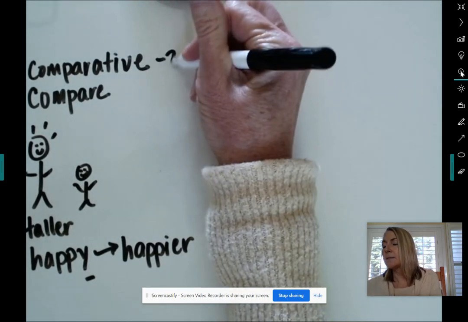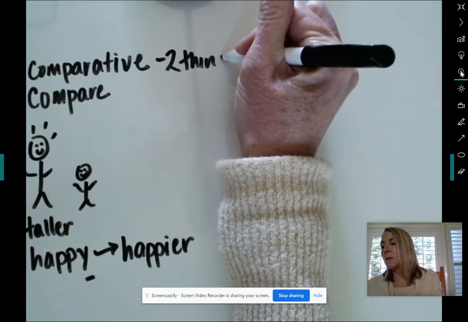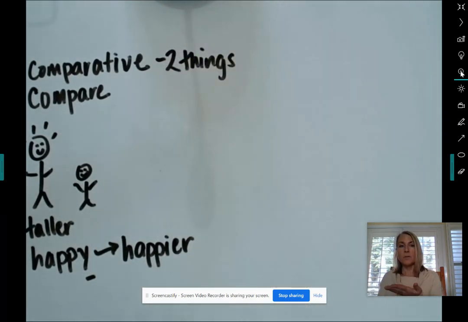Okay. So comparative basically means you're comparing two things. All right. So that's an important thing to remember because you're only comparing one thing to another. And so you're adding that ER to the adjective to show that this one is bigger or smaller or tinier or stranger, whatever the case may be.